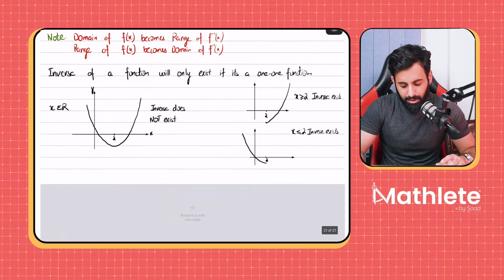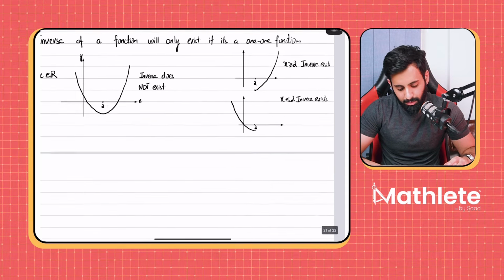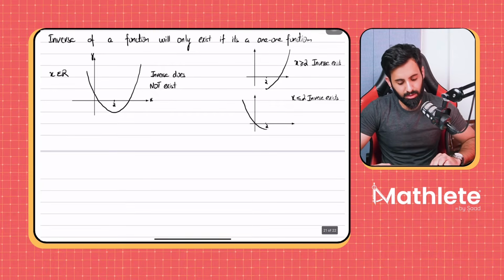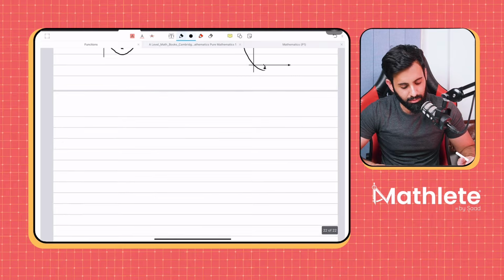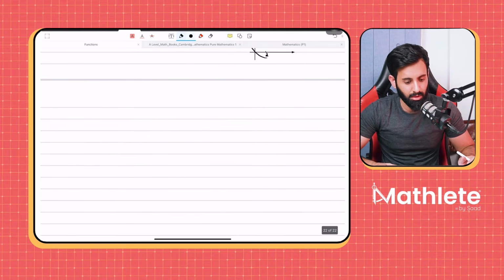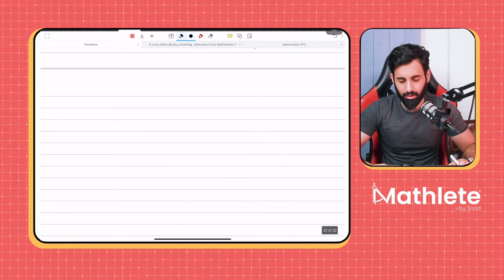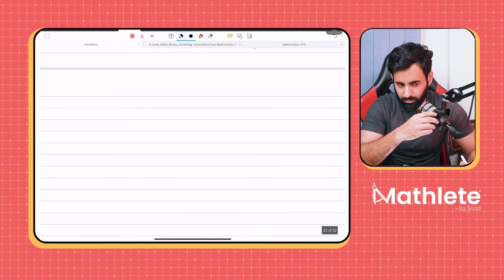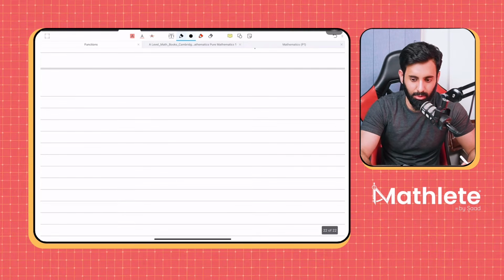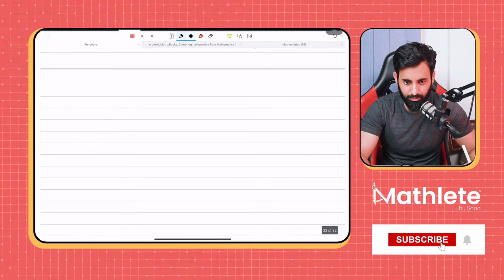Okay, and do you guys remember the test for a one-to-one and a many-to-one function? How do you distinguish between a one-to-one and a many-to-one function? Question for you guys. What do we do? Horizontal line. Good job. And what's the condition? What happens if it is a one-to-one function? What should the horizontal line do?